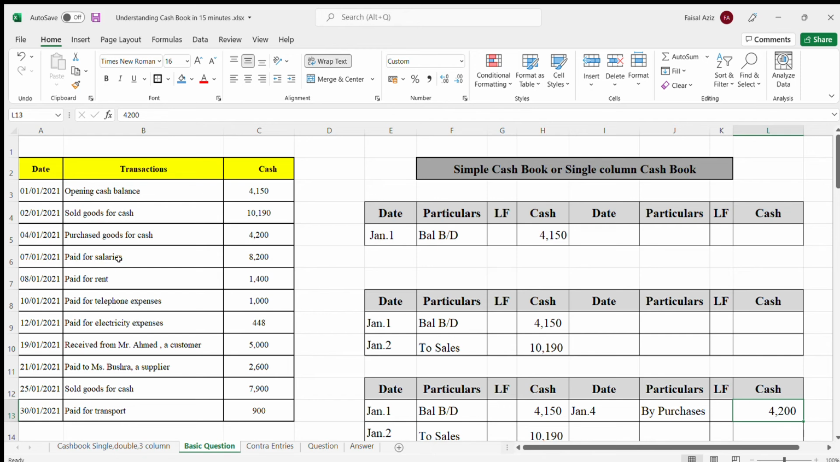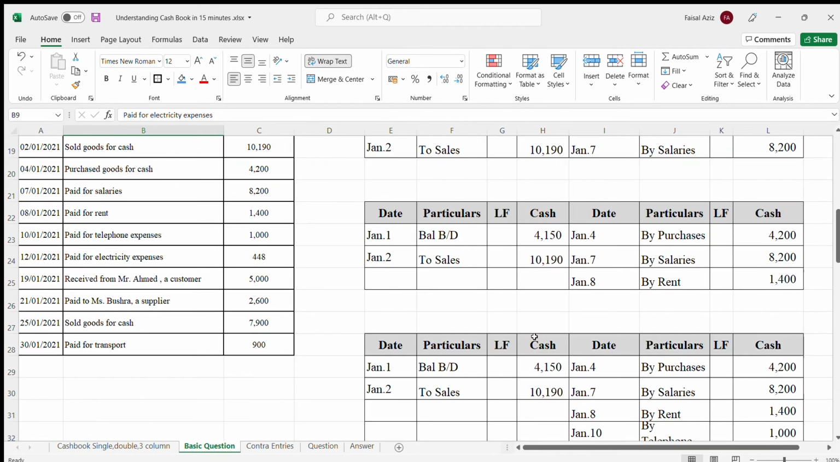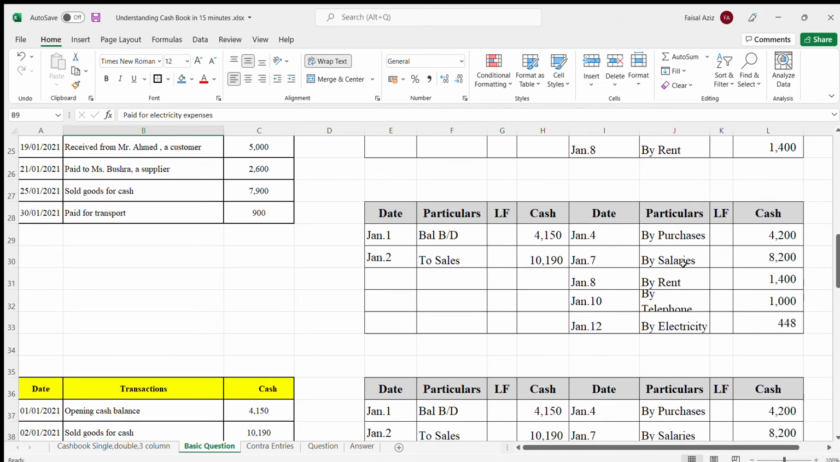It mentions paid for salaries, and then the next is paid for rent, followed by paid for telephone expense, and then afterwards on 12th paid for electricity expense. So these four transactions starting from 7th of January, 8th of January, 10th of January and 12th of January, these all are basically cash outflows. So we will mention all these transactions date wise with the prefix by. So you can have a look over here. Like you can see, by salaries, by rent, by telephone, by electricity.